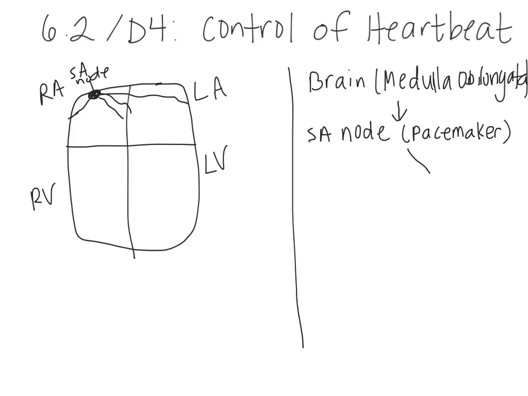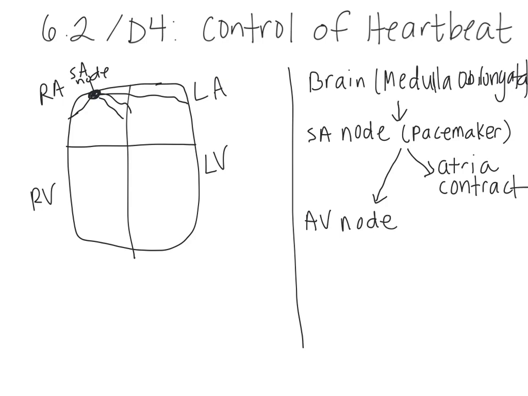One of the things that it does is it makes the left and right atria (atria is plural for atrium) contract. Both the left and the right atrium are going to contract at the same time because they're both connected to the SA node. The other thing that the SA node does is pass along that signal to another node called the atrioventricular node, or AV node.